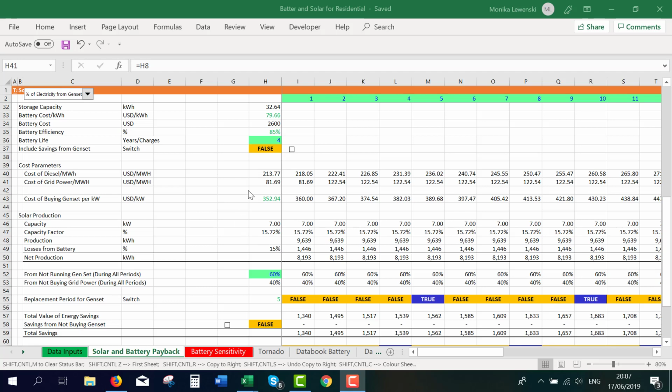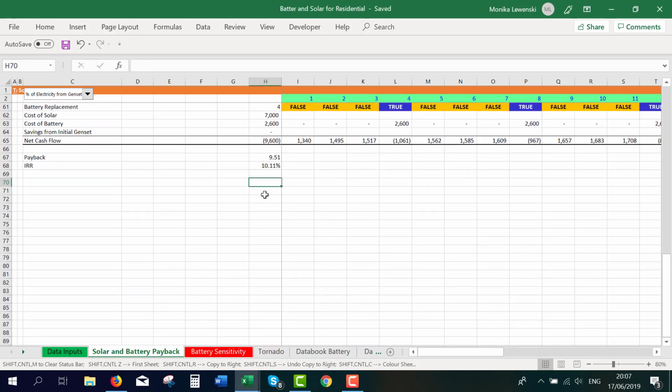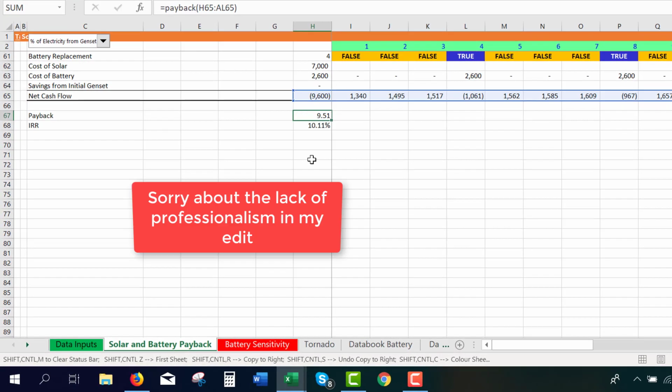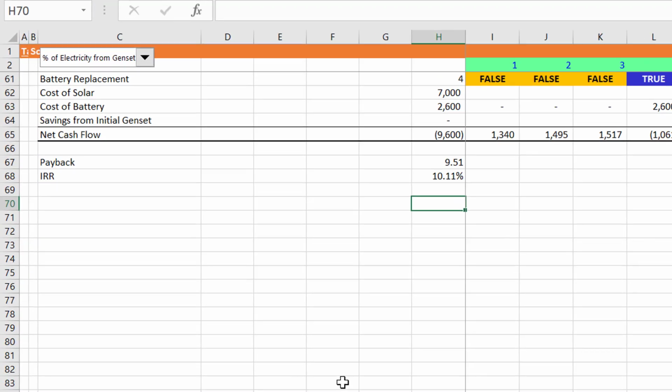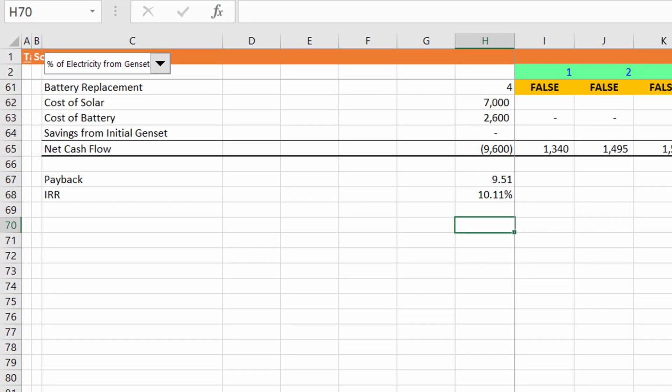Okay, and now there's one other thing I do want to show you, and that's this payback function. So the last thing I would like to do on this is to show you how to get this payback function. Okay, this is a user-defined function. Now, to get this, what I just did is I deleted this function from the existing sheet. I'm going to redo it.